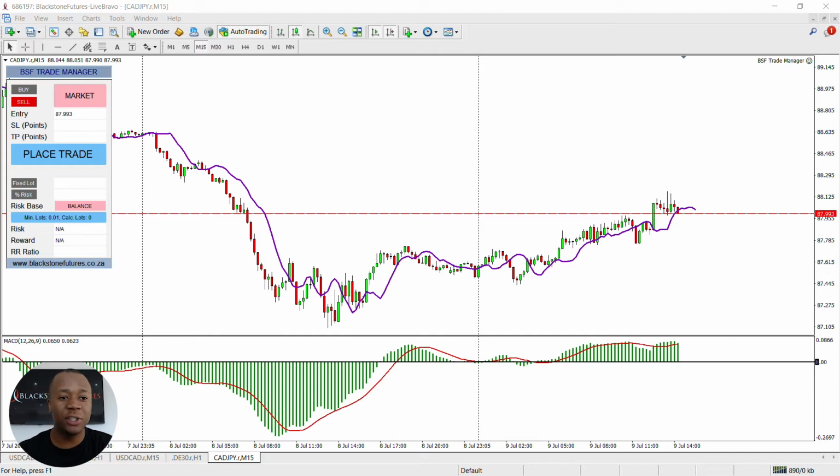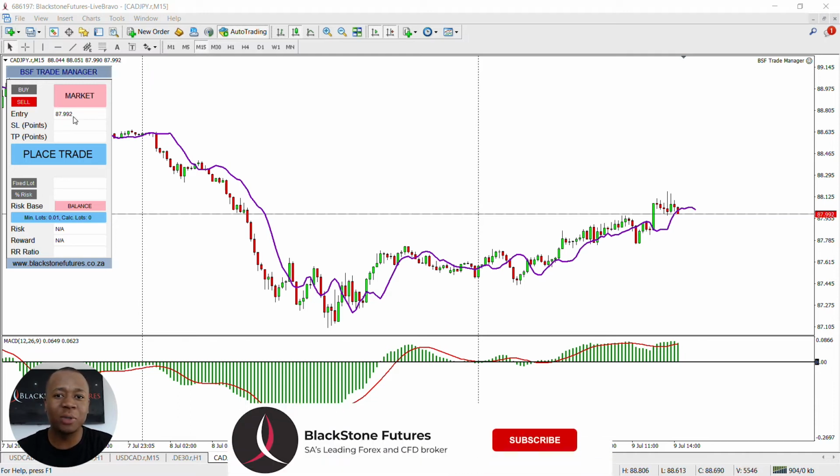So the first key is to obviously decide in what kind of market direction you are looking to go. Are you going to go short on a market pair or are you going to go long? So are you either going to buy or are you going to sell? I'm looking at the CAD JPY and I think I'm going to go on a sell position on this one, and automatically the BSF Trade Manager will then identify my entry point.